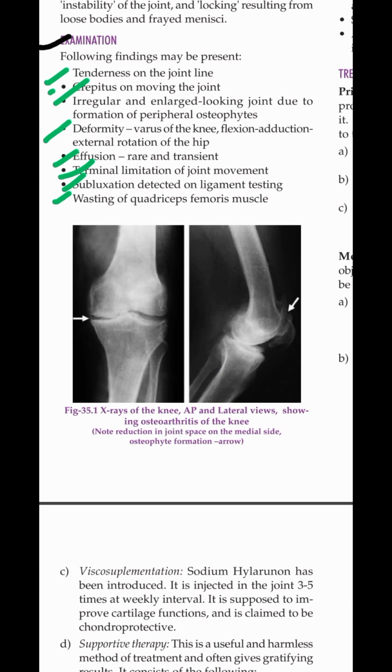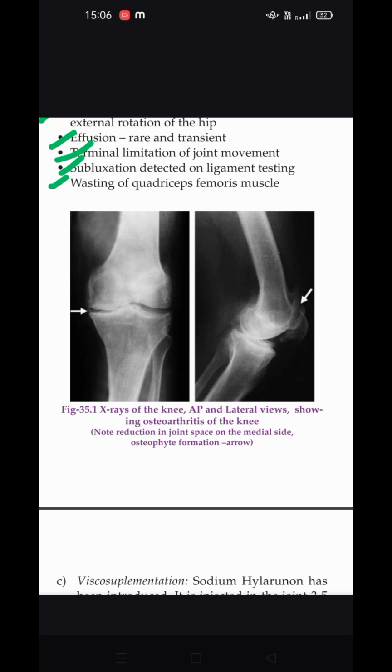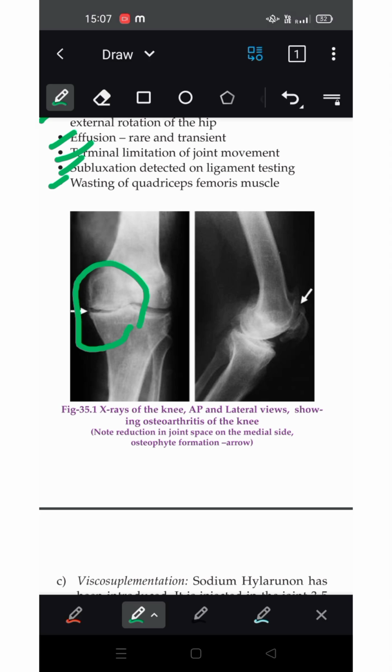So we can see here an X-ray of a knee, anterior-posterior and the lateral view. The first X-ray is the anterior-posterior, and the second one is the lateral view. As we can see here in the circle, the joint space has been reduced.